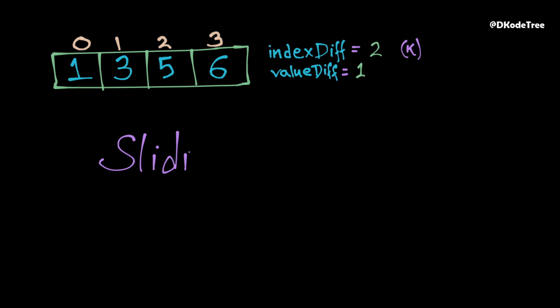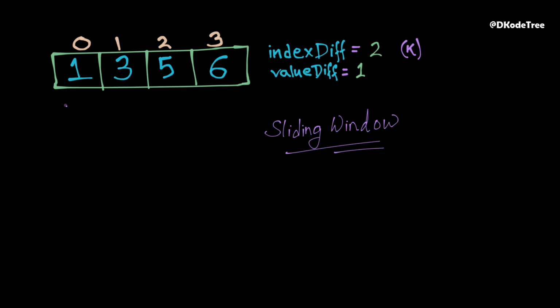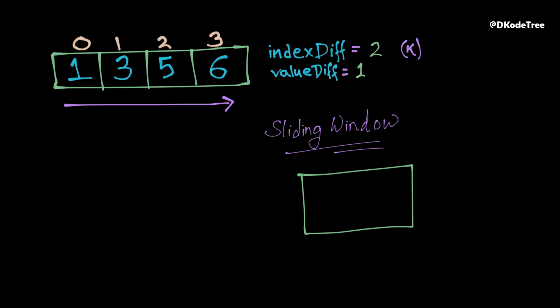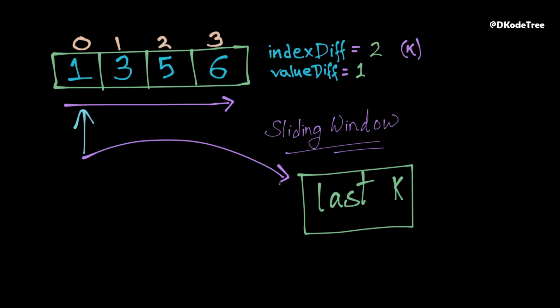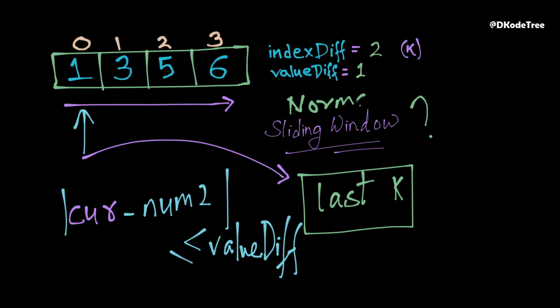So now, what if instead of the brute force approach, we use a sliding window technique? Say, while scanning through the array, we keep track of the last k elements in a window. And for each new element, we look up whether there is an almost duplicate in the window. That is, we look for any number in the window which satisfies the absolute difference less than or equal to value diff condition with the current num. But will this help? It turns out not really, at least not with a normal sliding window.